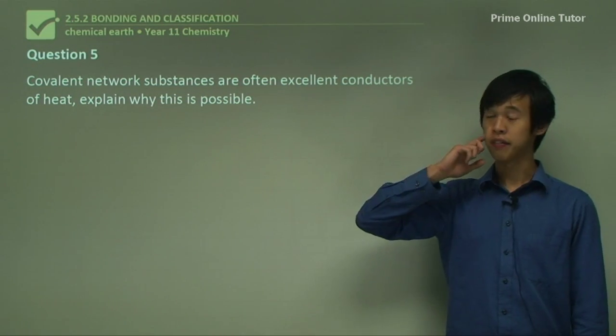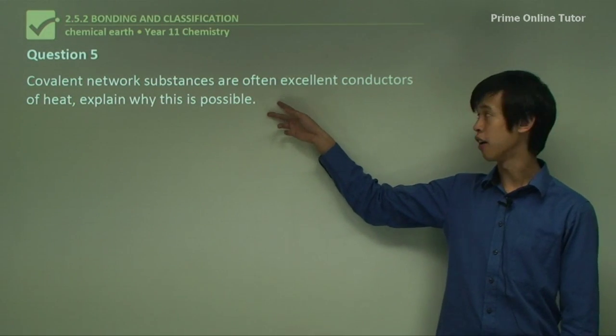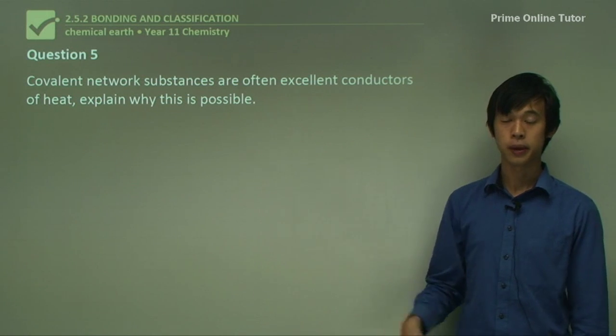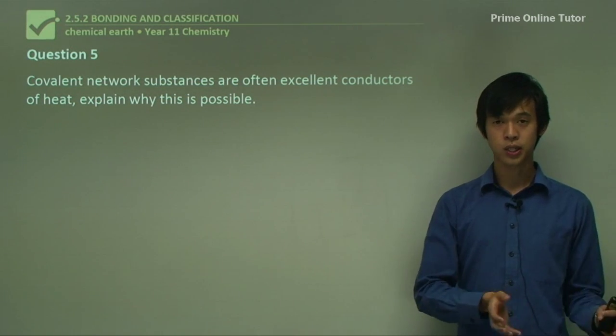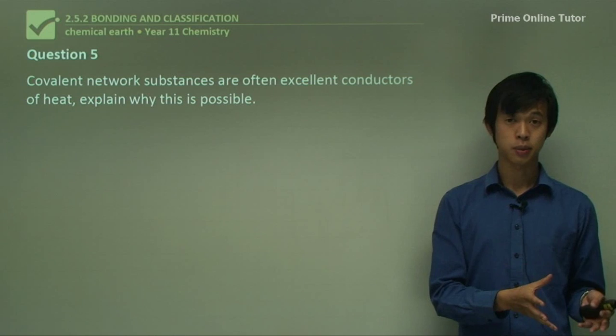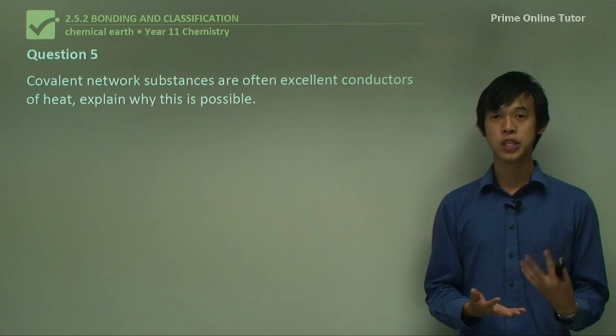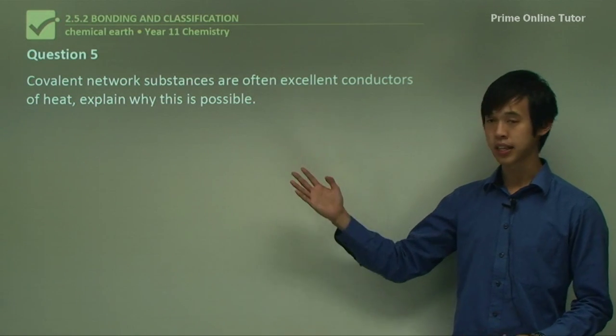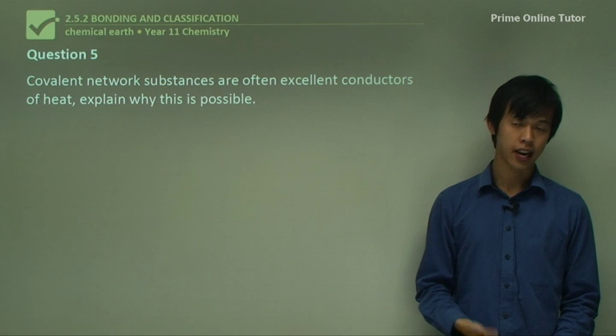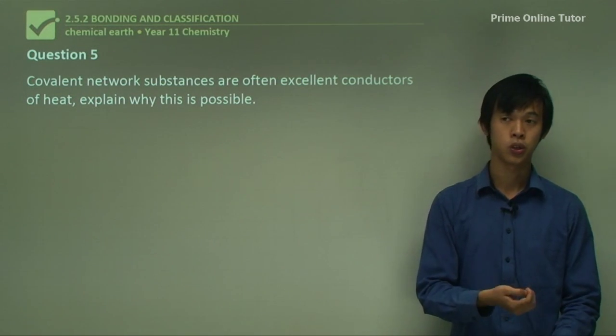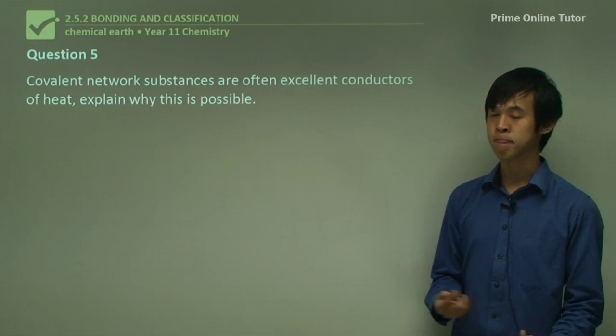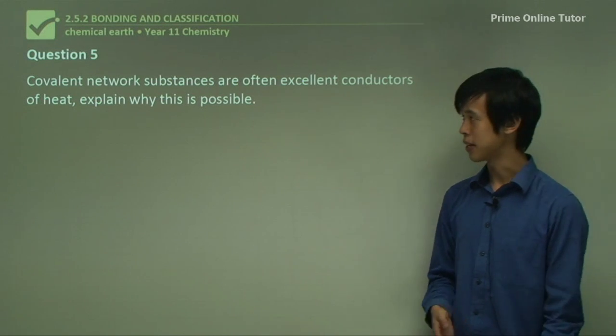So, question 5. Covalent network substances are often excellent conductors of heat. Explain why this is possible. So in the last question we just saw that all covalent substances are poor conductors of electricity. But it seems that covalent network substances are excellent conductors of heat. So usually those two things go hand in hand. So why would this be possible?